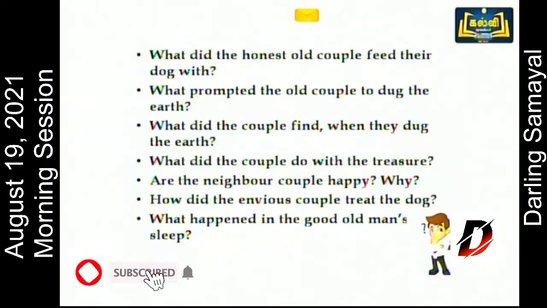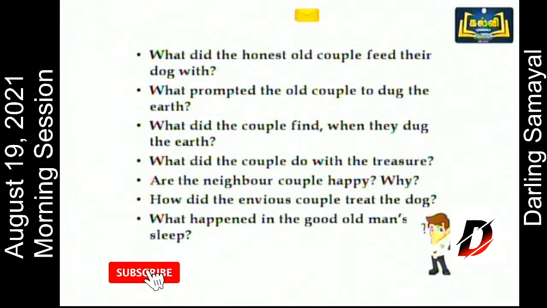What prompted the old couple to dig the earth? The dog started barking and wagged its tail, so they dug. What did the couple find when they dug the earth? They found ornaments, treasure, gold as well as silver.